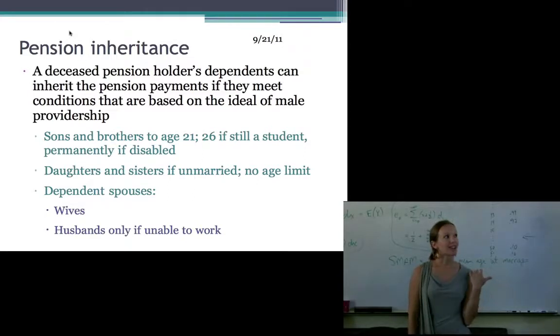But in Egypt, inheritance is based basically on the ideal of male providership. So if you have a dependent son or a brother, he can inherit if you pass away while you have a pension or the right to a pension. He can inherit until he's 21, or 26 if he's a student, or permanently if he's disabled. Your daughters and your sisters can inherit your pension forever as long as they're not married.